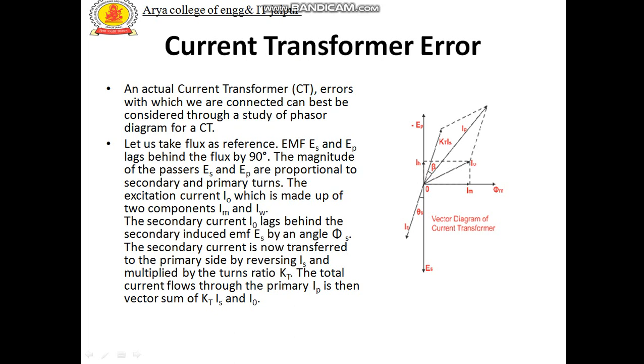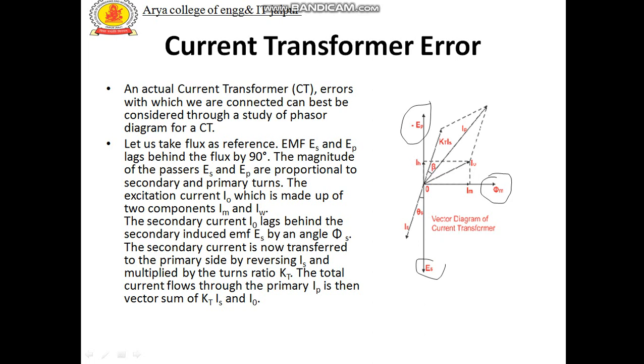Current transformer errors. The errors of an actual current transformer can best be considered through a study of the phasor diagram of the CT. Let's take the flux phi m as reference. EMFs ES and EP lag behind the flux by 90 degrees. The magnitudes of phasors ES and EP are proportional to the secondary and primary turns.